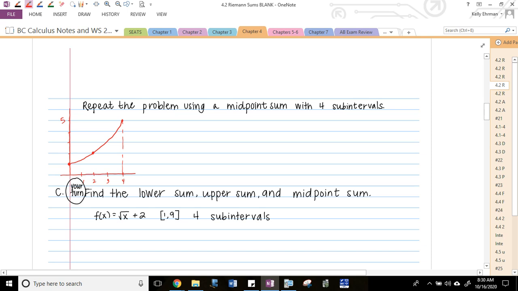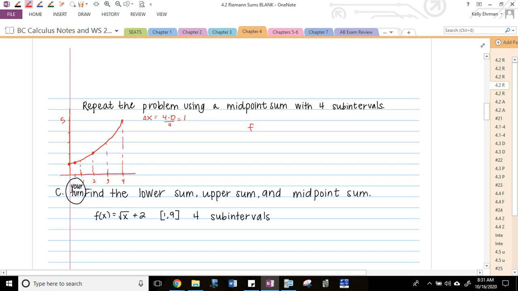So what's a midpoint sum? Well, you still have 4 subintervals. So you're still figuring out, okay, the width of each rectangle is still 1 unit. So I still have a width of 1 unit, and for a midpoint sum, let's go ahead and every 1 unit put a vertical line. Now, when you're talking about a midpoint, the point where the rectangle touches the curve should be the center of the rectangle. So, for example, between 0 and 1 is the point at 1/2.